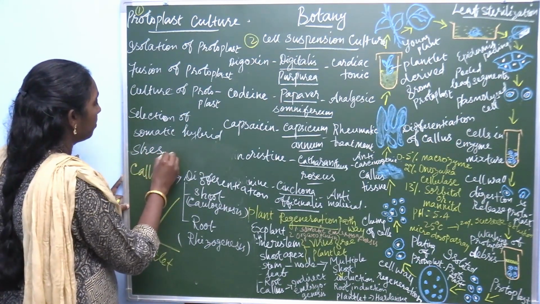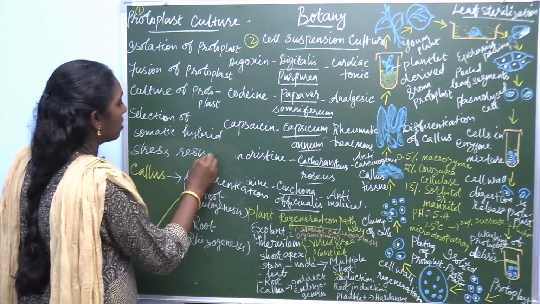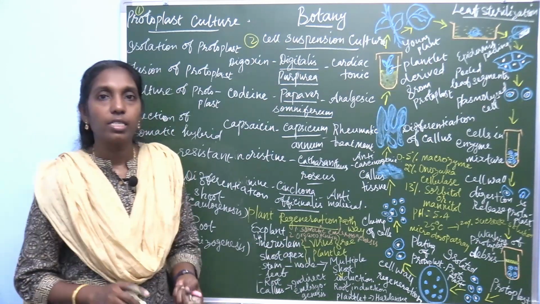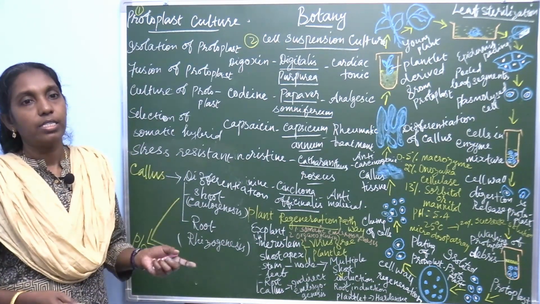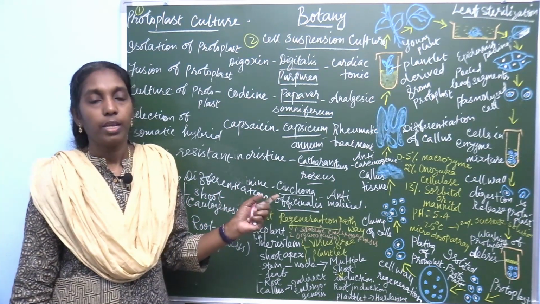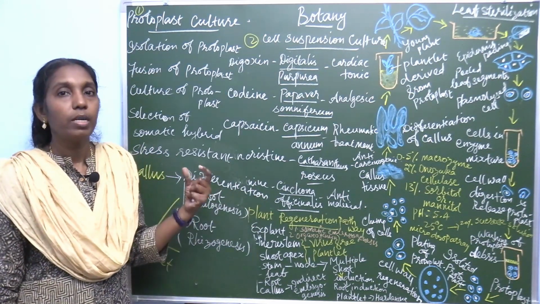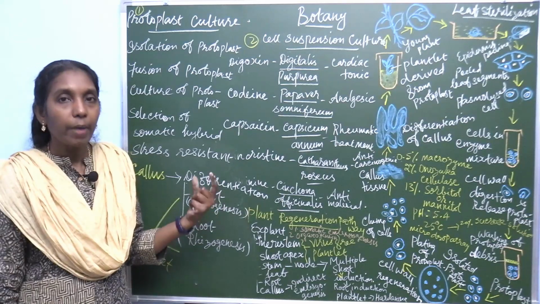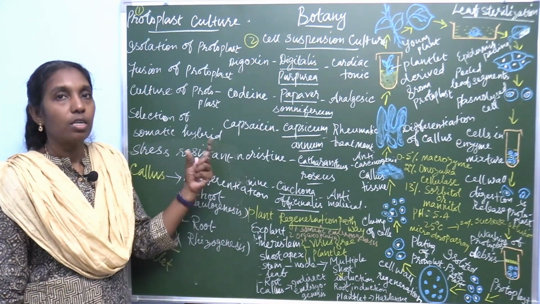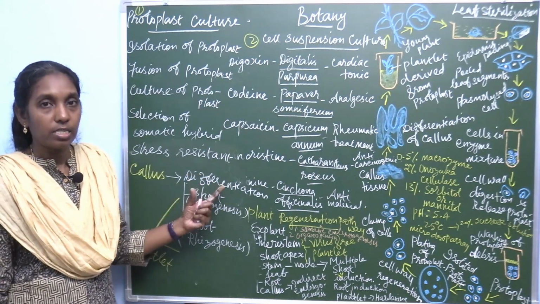Then so many stress resistant varieties are obtained. Virus resistant varieties, stress resistant varieties, and it is also useful in forestry. Through micropropagation, so many plants are developed to maintain forest. So, the application of this is very important.